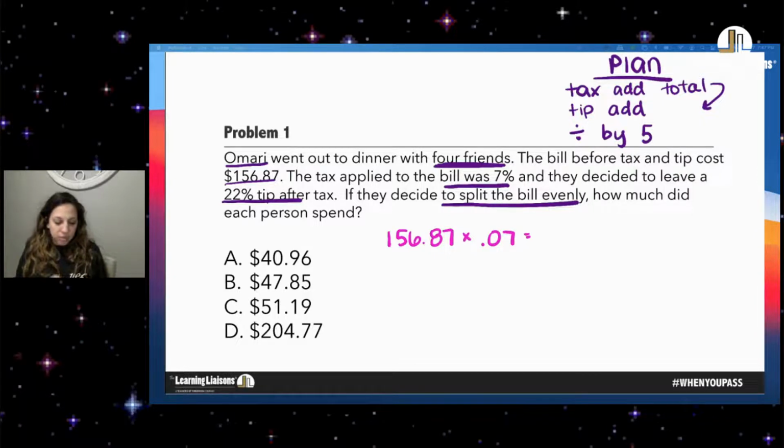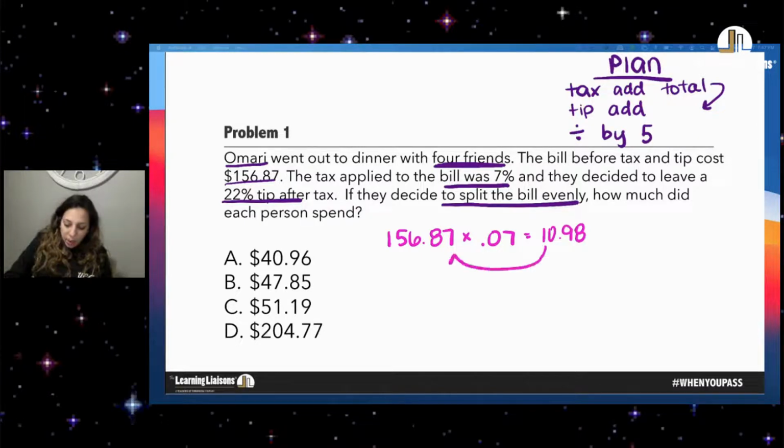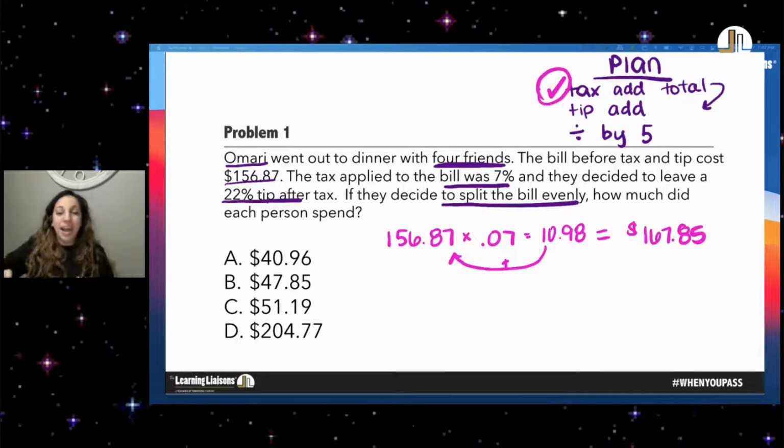$156.87 times 0.07, not 0.7, is $10.98. And I'm going to add that to my $156.87. And that gives me $167.85. That's step 1. Again, I love to have a plan because it allows me to kind of figure out what I'm doing. So I finished the tax.